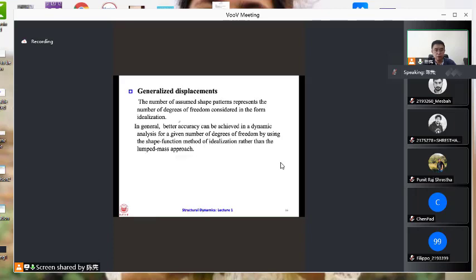So the number of assumed shape patterns represents the number of degrees of freedom considered in the idealization. In general, better accuracy can be achieved in a dynamic analysis for a given number of degrees of freedom by using the shape functions rather than the lumped mass approach. As I just mentioned, if you use three lumped masses and three shape functions, the latter one will give you higher accuracy, better accuracy. Okay, so this is the difference between these two.